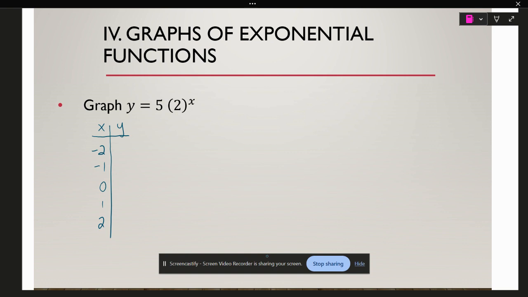So 2 to the negative 2 is 1/4 times 5 gives me 5/4. 2 to the negative 1 is 1/2, so times 5 is 5/2. 2 to the 0 power is 1, times 5 is 5. 2 to the first, 2 times 5 is 10. And 2 squared is 4 times 5 is 20.